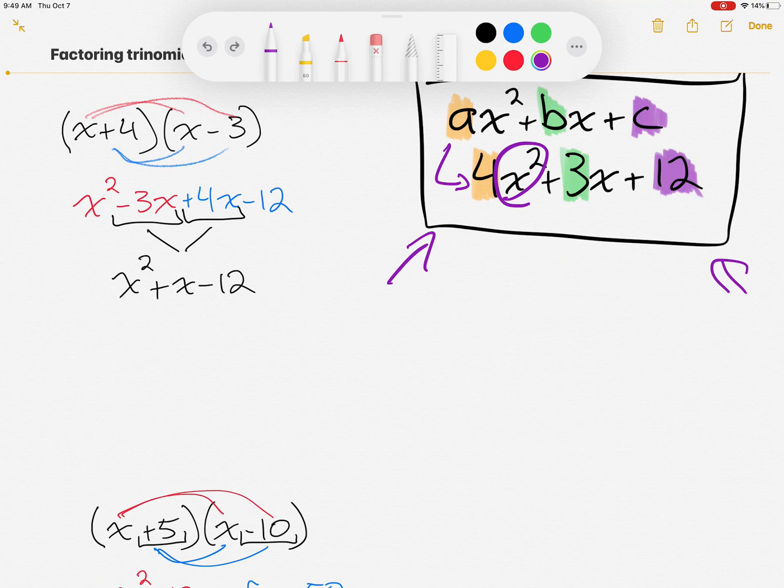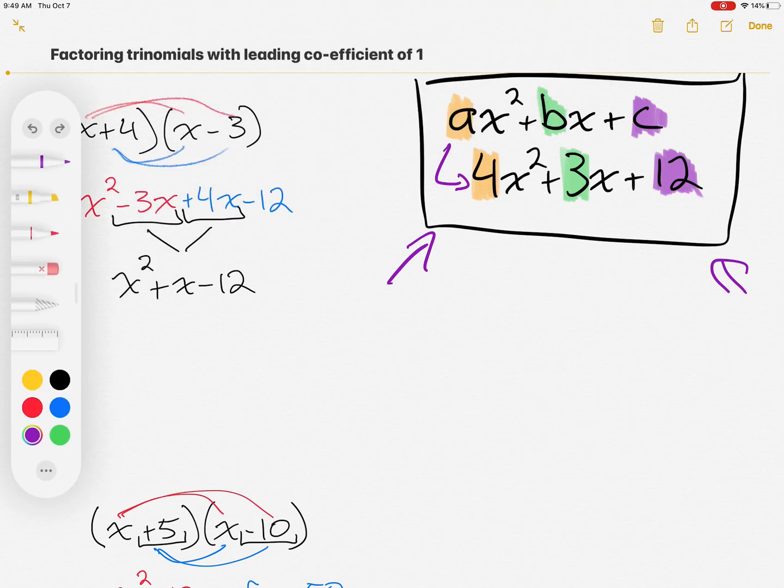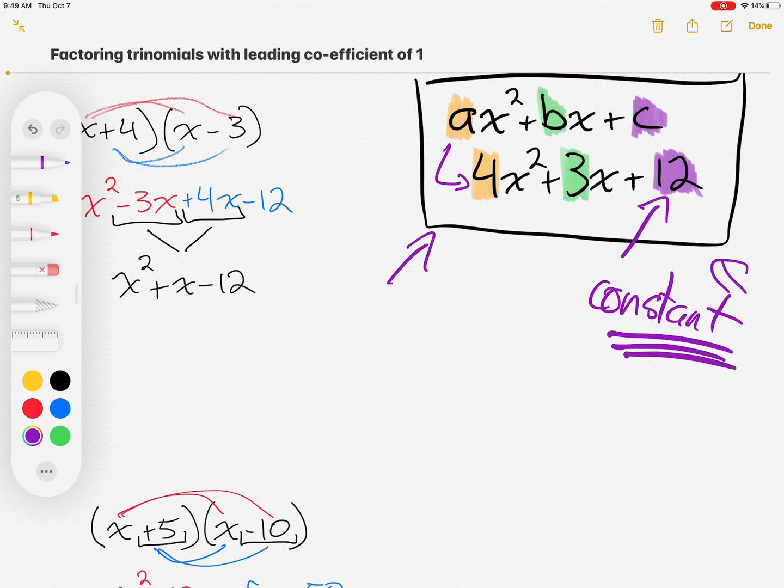Right? The b is going to be the coefficient on our x term. So there's no exponent on it. It's just x to the power of 1. And c, what's the name of this? C is going to be our constant, just like in algebra. Okay, so c has no variable.